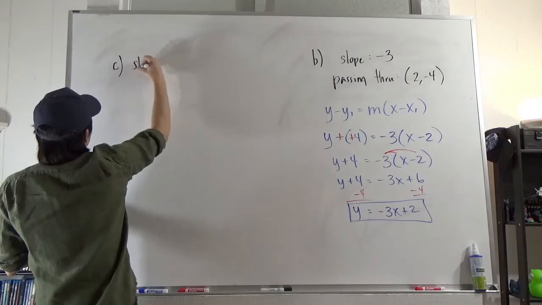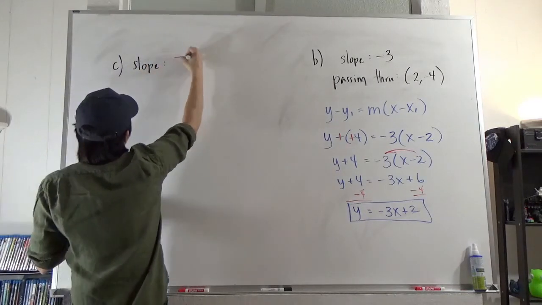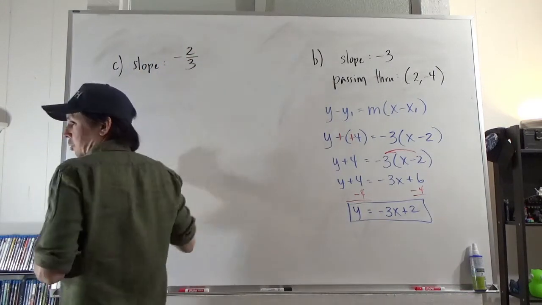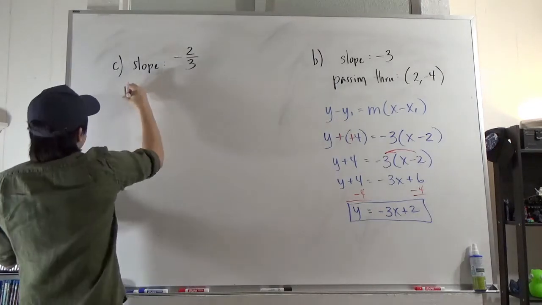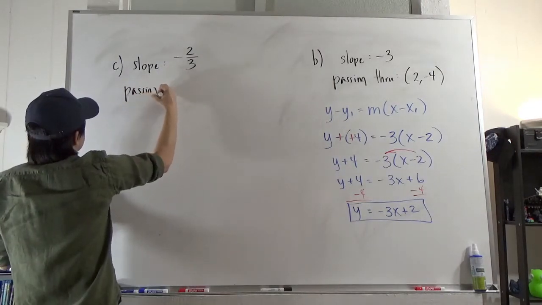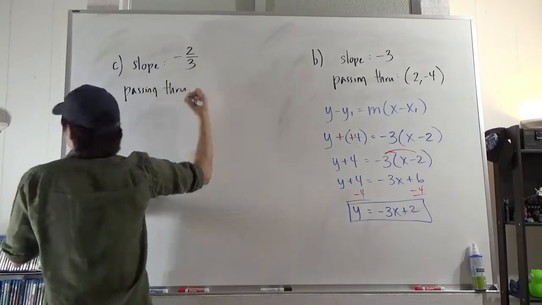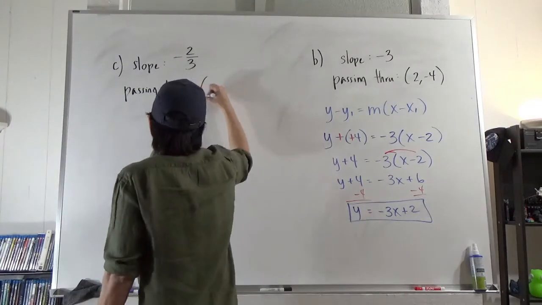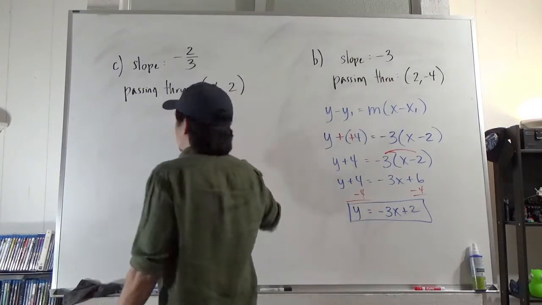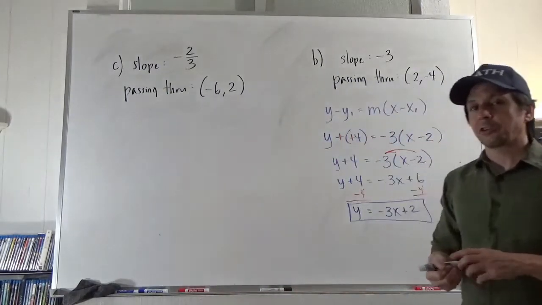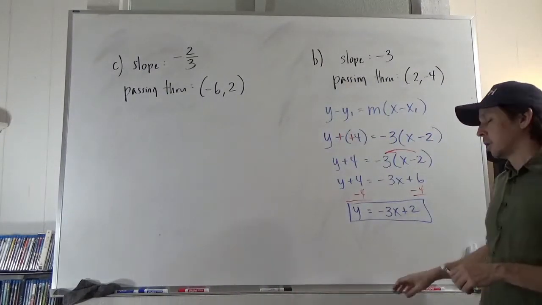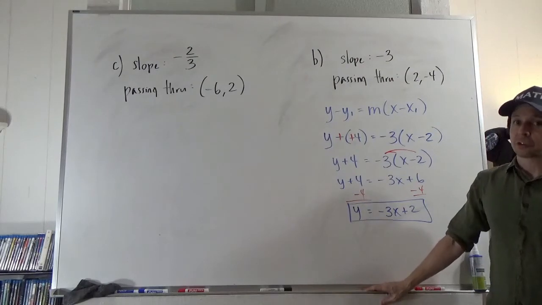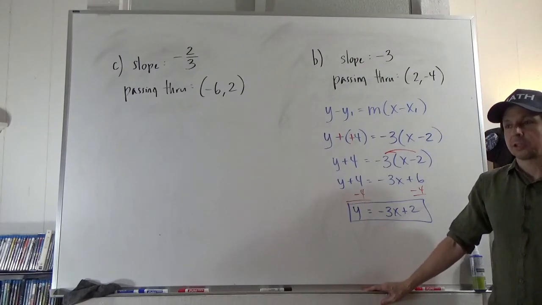C. Slope -2/3. Passing through -6, 2. Yes, you're going to have to deal with fractions here. That's why we spent so much time in lesson 3 making sure we have it down, because it's going to come up in these equations occasionally.